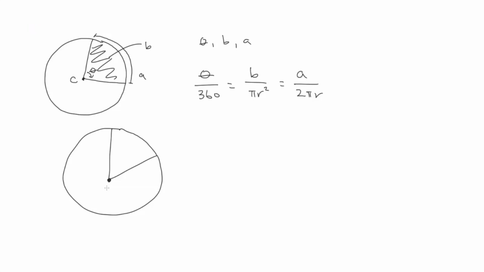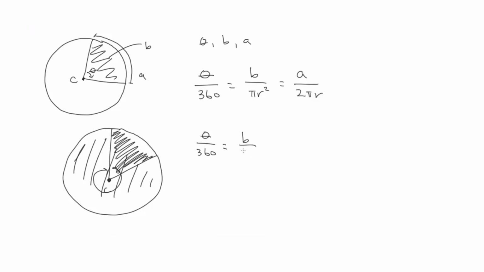Let's say this dot represents the center C. Let's look at the degree of pizza that I'm eating, which is theta, compared to the entire degree of pizza available, which would be 360. That should equal the amount of pizza that I'm actually eating, which is the area of that sector, divided by, again, the total pizza that is available, which is just the area, or pi r squared. And that's equal to the amount of crust that I eat, which is A, divided by the entire amount of crust available in the entire pizza.